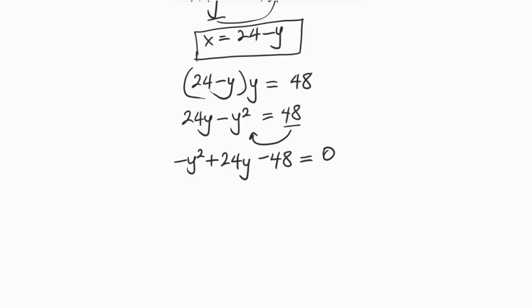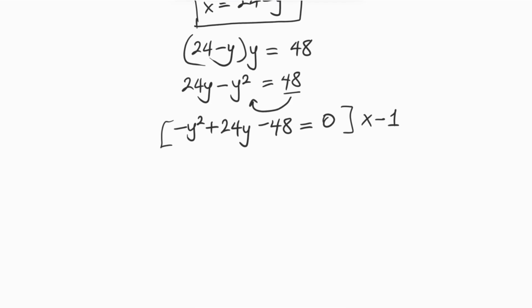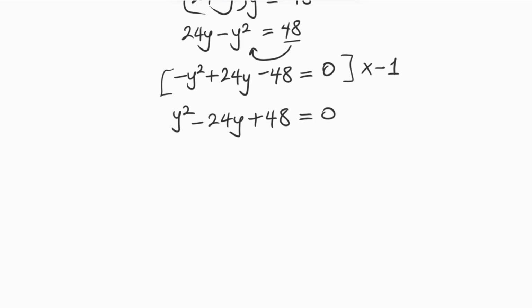Now, let's make our y squared have a positive sign. We can do that by multiplying the left and the right-hand sides by minus 1. Minus times minus will give us positive y squared, minus 1 times plus 24y will give us minus 24y, and minus 1 times minus 48 will give us plus 48, and that is equal to 0.